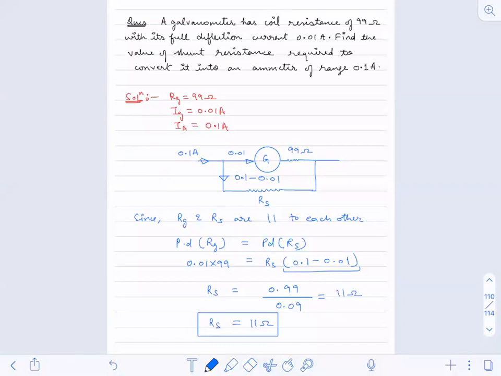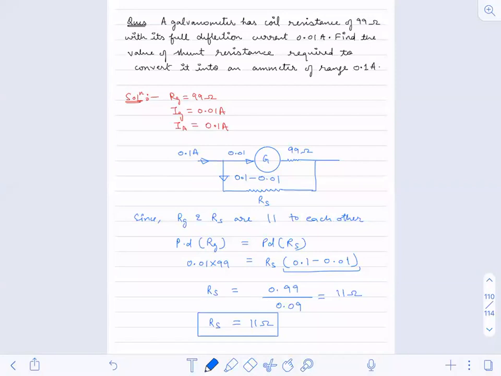Why? Because if it is more than 11, what will happen? Less amount of current will pass through the shunt, and the remaining current has to pass through the galvanometer. So that value will exceed 0.01, and if it exceeds 0.01, the galvanometer will be destroyed. The shunt resistance can be less than 11. It can be 10, it can be 9, it can be 8. But it should not be greater than 11, because that would destroy my galvanometer. That I don't want. Understood?